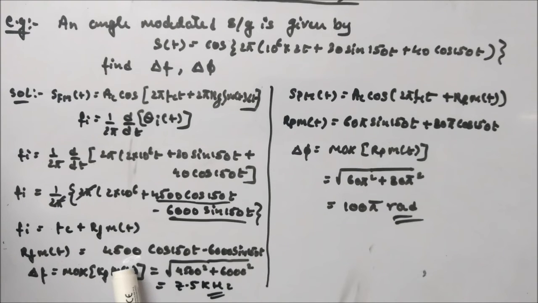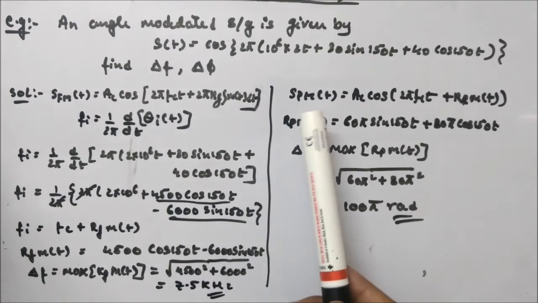You can see this is of the form a cos theta minus b sin theta. So the maximum of this term will be the square root of a squared plus b squared, that is the square root of 4500 squared plus 6000 squared, which comes out to be 7.5 kilohertz, and that is the same as your maximum frequency deviation.